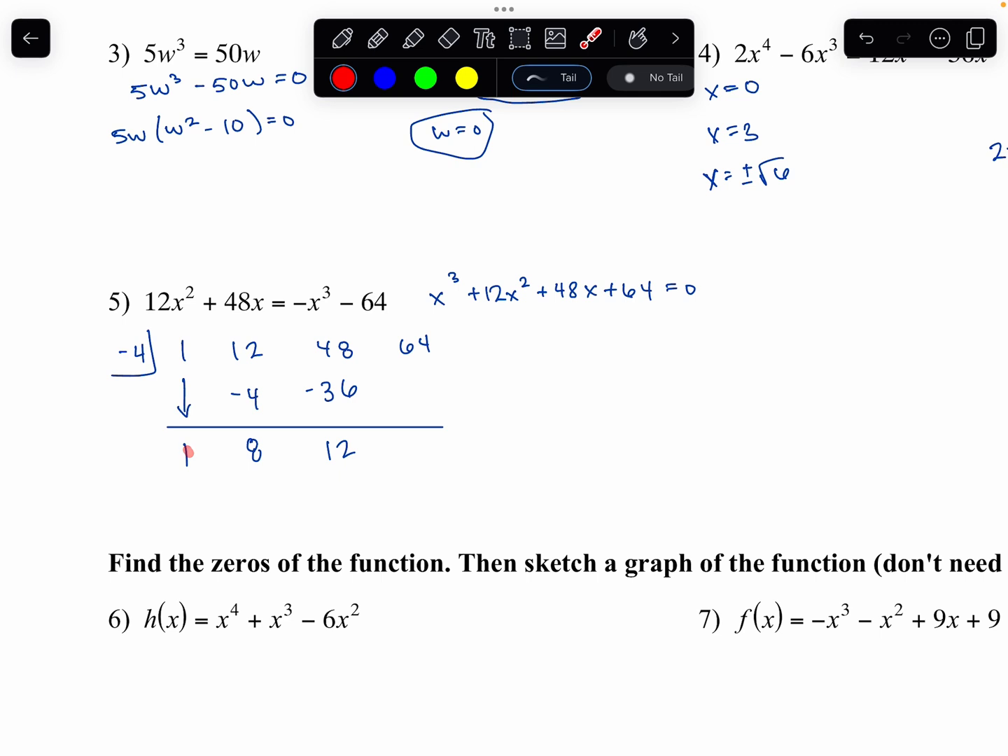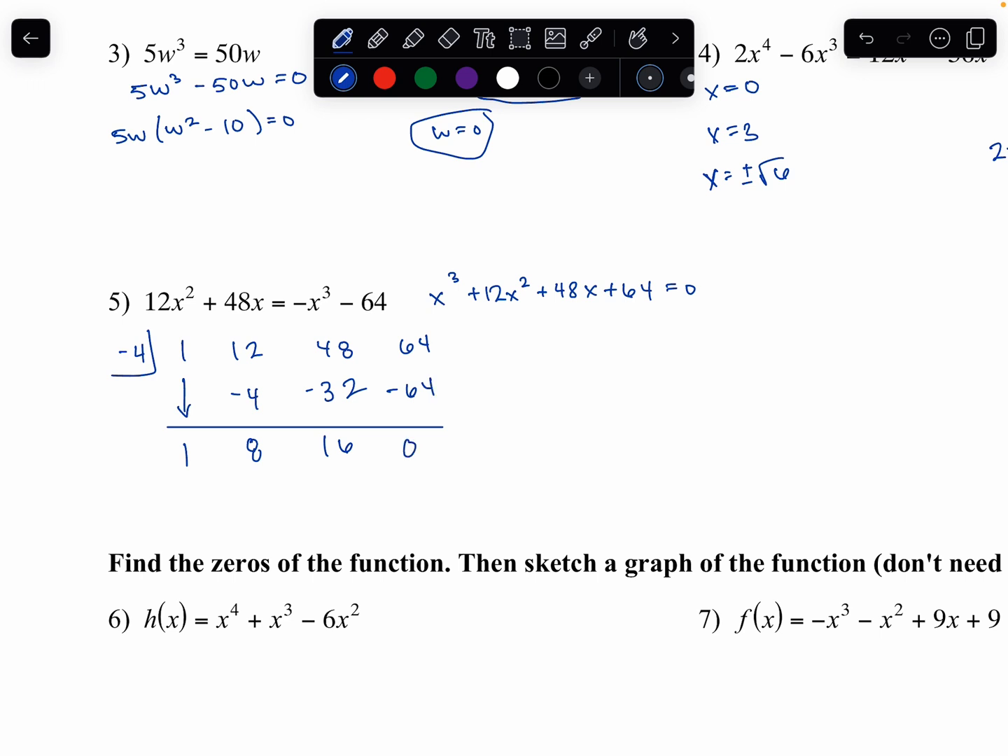Drop the 1. I'm using -4. 1 times -4 is -4. -4 and 12 is 8. 8 times 4. Did I do that right? My times tables, not knowing my times tables, is coming back to get me. 32. That's what it is. Okay, so that's going to change that right there. That is going to become 48 minus 32. It's going to become 16. 16 times -4 is going to become -64, and then that becomes 0.